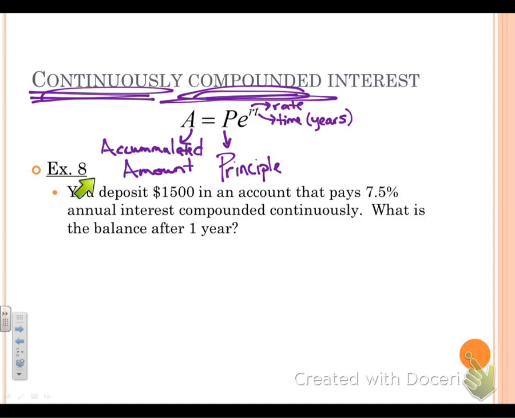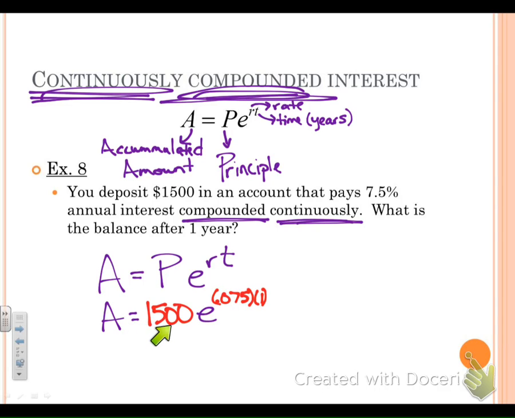All right. So now as we read this example 8, you deposit $1,500 in an account that pays 7.5% annual interest compounded continuously. What is the balance after 1 year? So because of this, I choose this formula. So 1,500 is the principal, 0.075 is the rate, times 1 is the time. I'm ready to calculate all this.